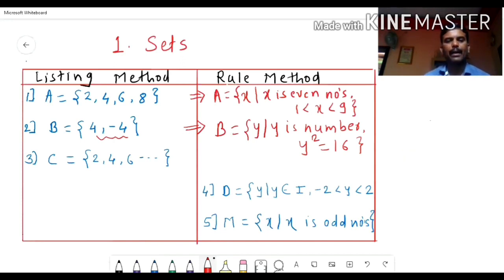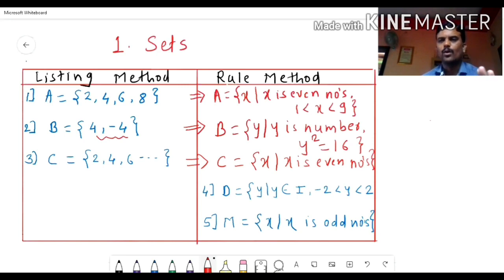Let's start the third example. The third example is 2, 4, 6 and so on. So C is equal to {x such that x is an even number}. But dear student, look here. Is there any limitation? There is no limitation. So just this is the answer: x is an even number.